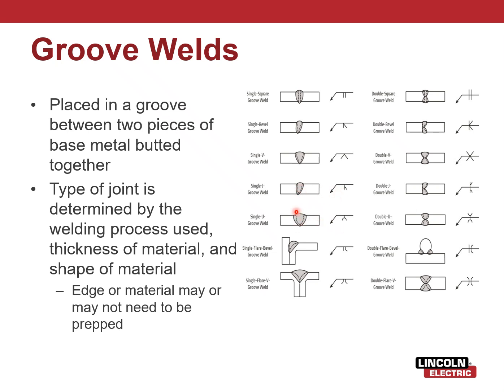U groove, it would be gouged out like a U. A flare looks like it's just got a radius to it. Same thing there. Double flare, same thing. Think about like two pieces of round tubing butted up against each other. So an easy way to remember groove symbols is the welding symbol looks like the joint after it's been prepped, or just from its kind of natural shape.